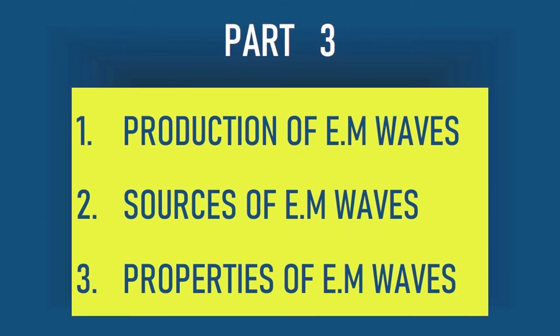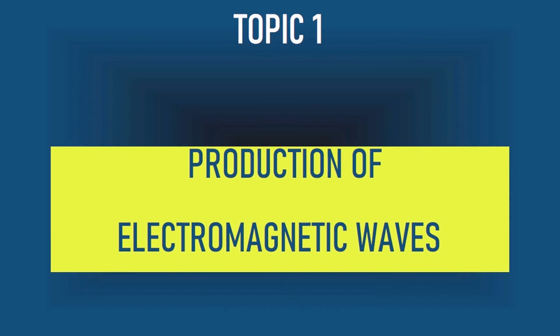In part 3, we are going to study the production of electromagnetic waves, sources of electromagnetic waves, and properties of electromagnetic waves. Topic 1. Production of electromagnetic waves.